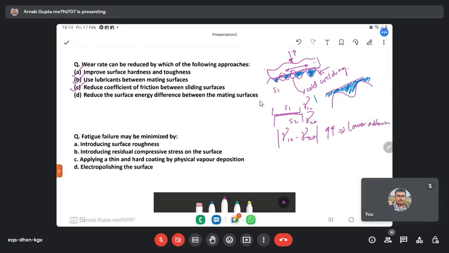Whereas if this is lower, that is both of the surface energies are similar, say both surfaces are having the same degree of hydrophilicity or same degree of hydrophobicity, then there are more chances of adhesion.